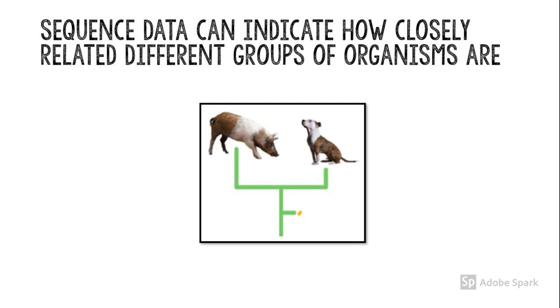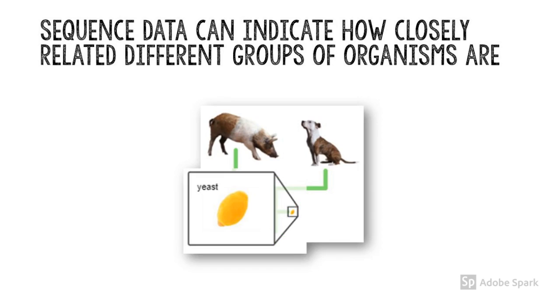Changes in amino acid sequence accumulate over time, and more changes accumulate as more time passes. That evidence suggests that organisms that have many differences in their amino acid sequence must have diverged longer ago than those who have very similar amino acid sequence. For example, there are only 3 differences in the amino acid sequences of the cytochrome C of a pig and a dog. The amino acid sequences of a pig and a yeast organism have 45 differences. This data suggests that pigs and yeast diverged much longer ago than pigs and dogs.